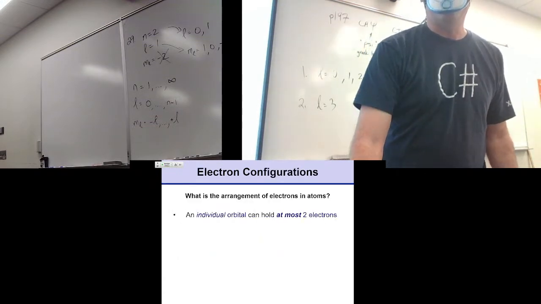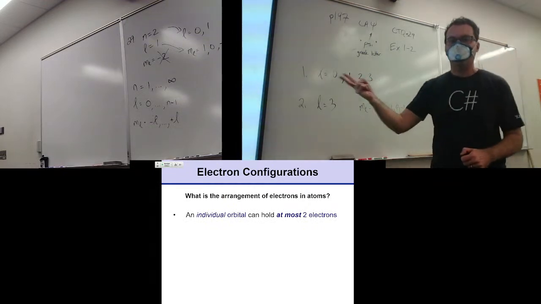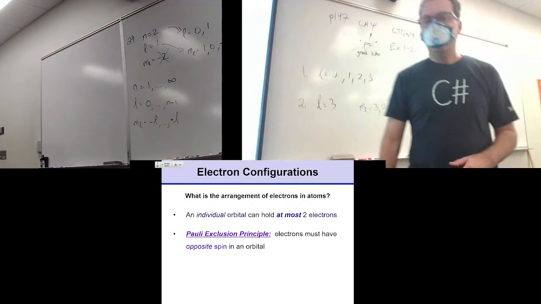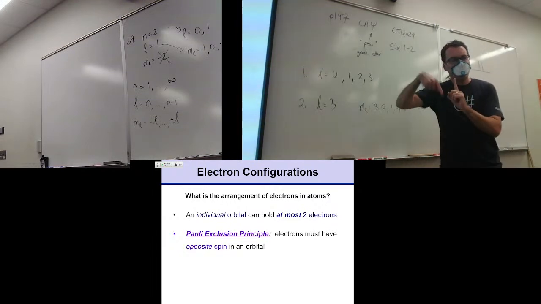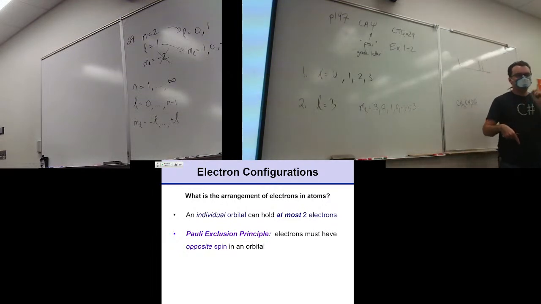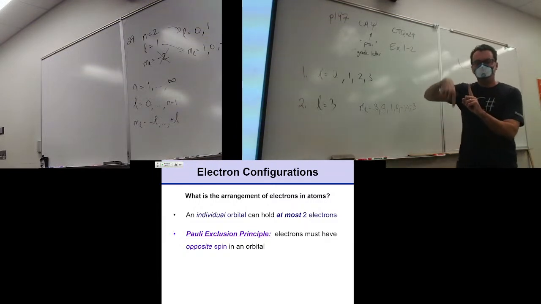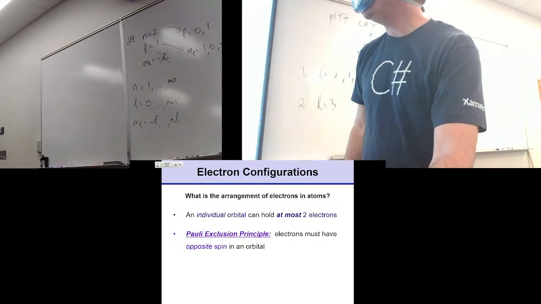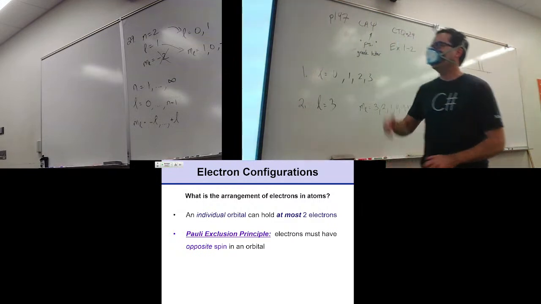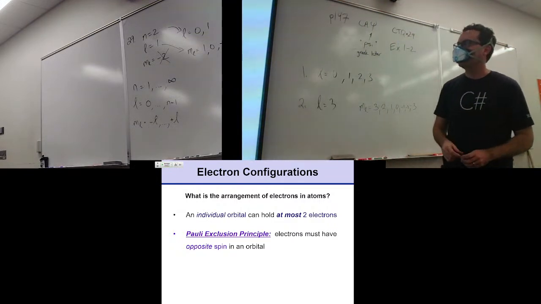So what does this mean to us? Well, an individual orbital, again, can hold 2 electrons only. And here's where the spin comes in. These 2 electrons that are in one orbital must have opposite spin. So if one electron is spin up, plus 1/2 spin, the other one must be spin down, minus 1/2. They must be opposite spin. This is called the Pauli exclusion principle. And this is not actually the whole thing. This is a shorthand version of the Pauli exclusion principle.